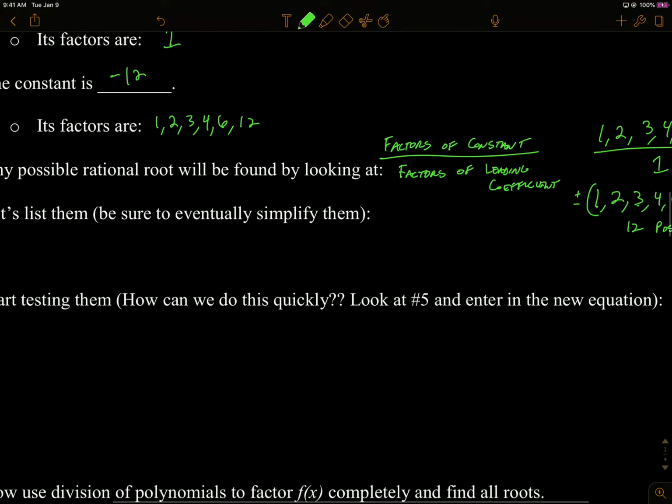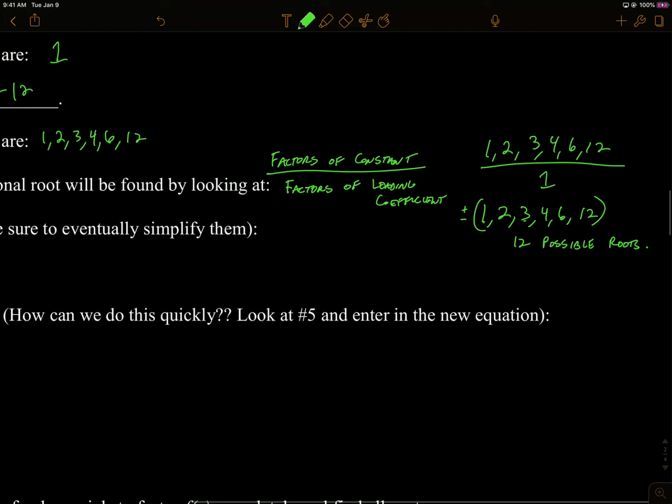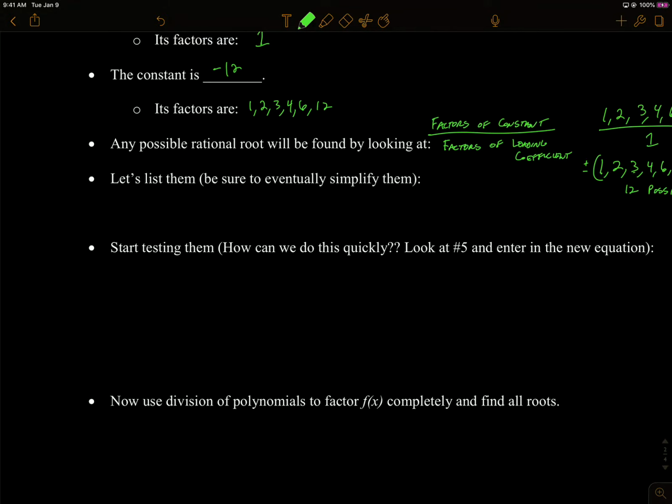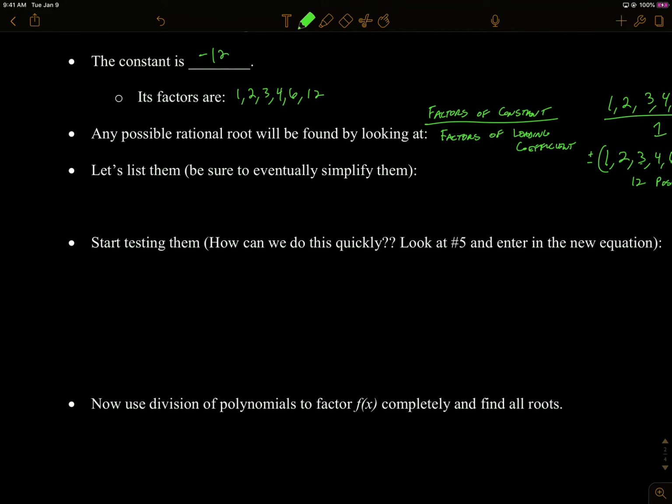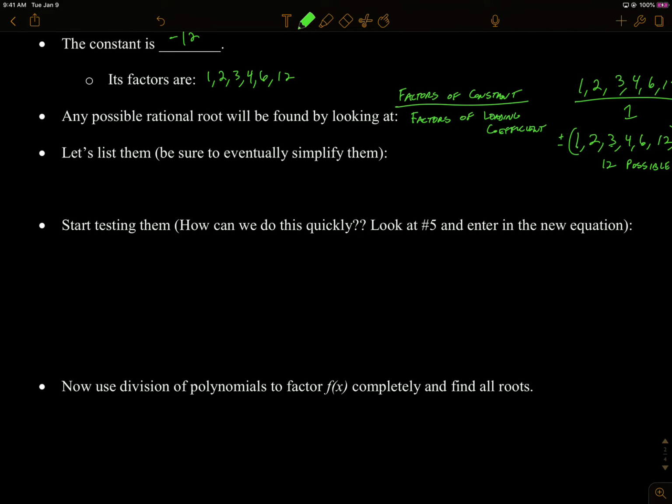It could still cross on the graph. If it crosses at the square root of 3, you're never going to find that with your rational roots test. It doesn't find those, okay? So there is my list. I already did that part here.